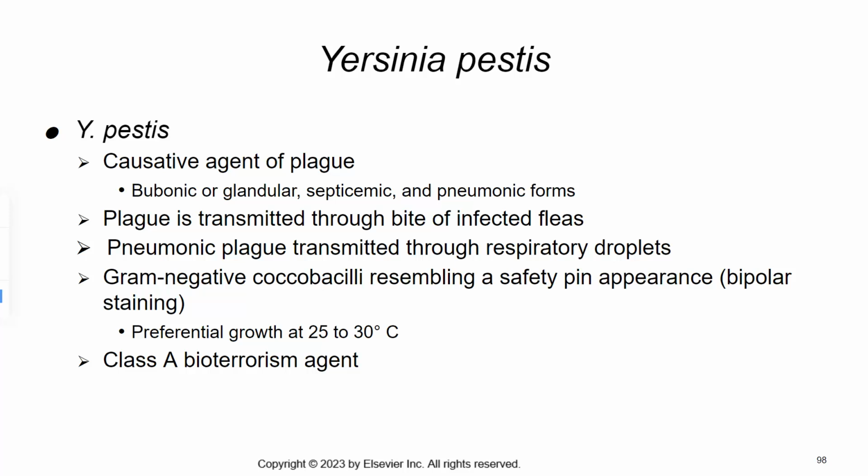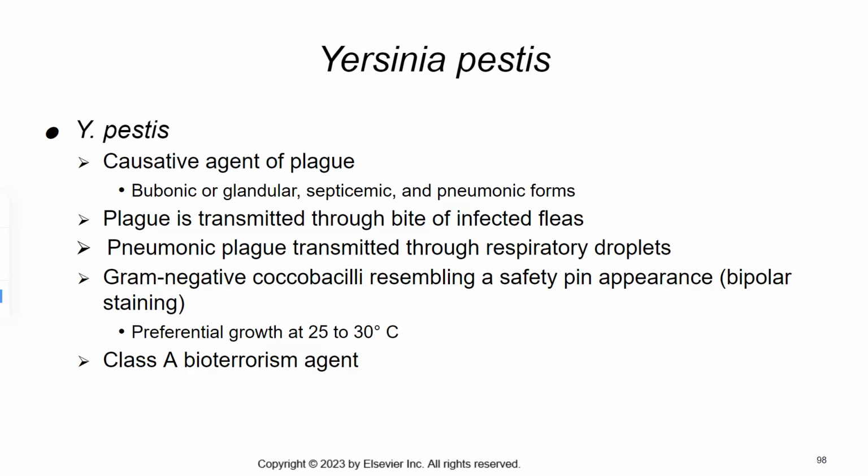So Yersinia pestis is the causative agent of the plague, with bubonic or glandular, septicemic, and pneumonic forms. Plague is transmitted through the bite of infected fleas. Pneumonic plague is transmitted through respiratory droplets. What happens with the plague is, as mentioned, there are different forms. You can get the respiratory form, pneumonic plague, directly from another infected person. If a person is infected and you come in close contact with them, it's through droplet contact that you would get it in your respiratory system, and you would develop pneumonic plague, which is highly fatal.